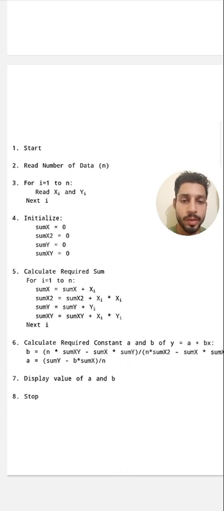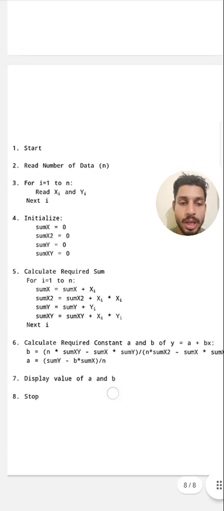Calculate the required sums. Again a for loop for i equals 1 to n: sum x is equal to sum x plus x_i, sum x2 is equal to sum x2 plus x_i multiplied by x_i, sum y is equal to sum y plus y_i, sum xy is equal to sum xy plus x_i y_i.